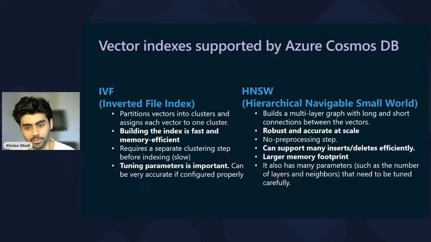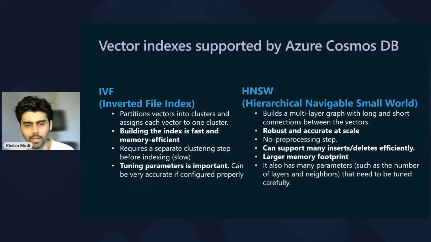So there are two indexes that are being supported by Azure Cosmos DB today. The first one is the IVF, the inverted file index. You can think of this as doing cluster analysis, like finding the nearest neighbor against the clusters. You are distributing your data sets, the semantic meaning of data, into different clusters. You then go to the cluster that has the semantically similar meaning to your question, search through there and get the answer that you're looking for.